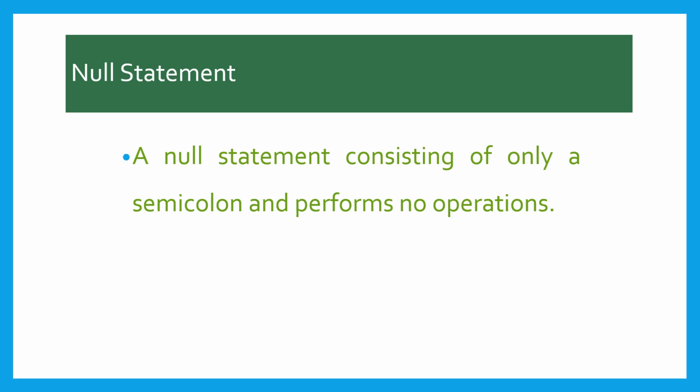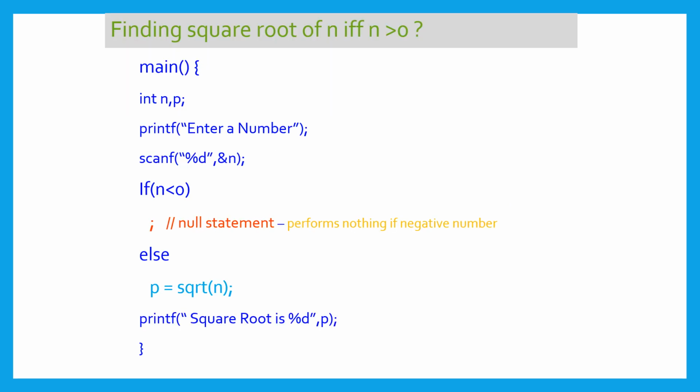First one, null statement. A null statement is a statement where you come across only a semicolon. Here is an example. Colored in red, you can see simply a semicolon that represents the null statement.